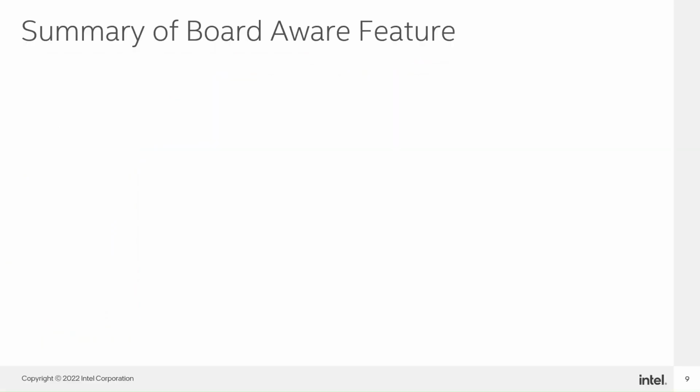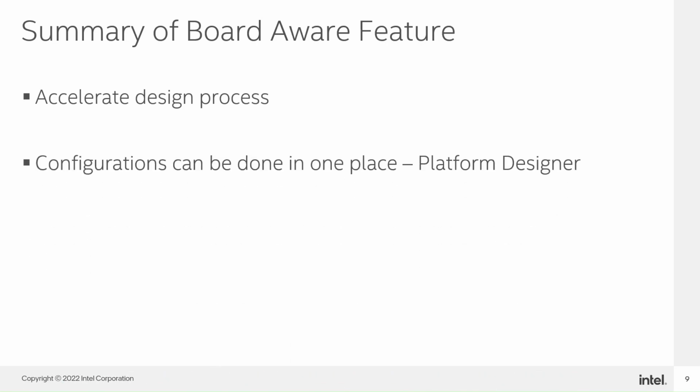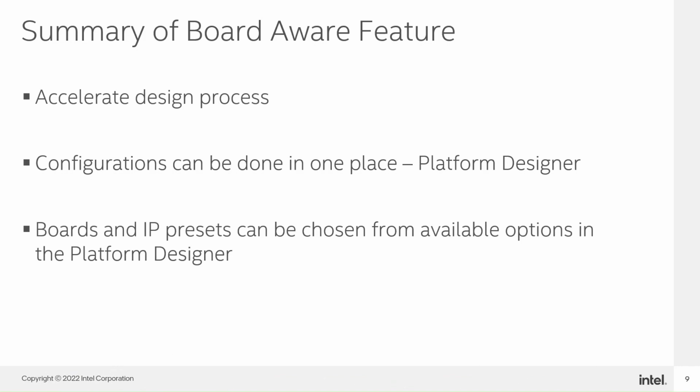To summarize, the Board Aware feature enables you to design efficiently by utilizing IP presets targeting boards. Next, configurations can now be done in one place, which is in the Platform Designer. And with the release of version 22.4 of the Intel Quartus Prime Pro Edition software, there will be board and IP presets shipped to users for convenience. Users are also given the option to create their own presets and board files. This feature will reduce manual work needed for configuration during the design process.